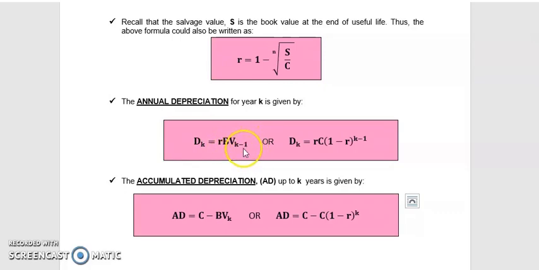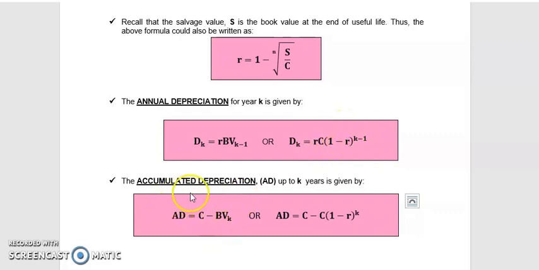So this formula can be written as, okay, we substitute the book value formula here. D_k equals r times C multiplied by (1 minus r) to the power of k minus 1. Okay, so this is actually the book value formula, the book value of the previous year: C multiplied by (1 minus r) to the power of k minus 1 refers to the book value of the previous year.